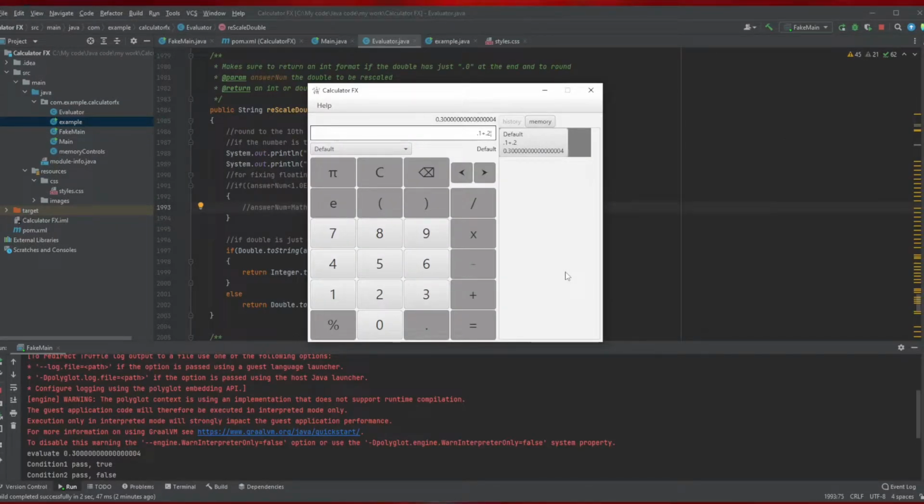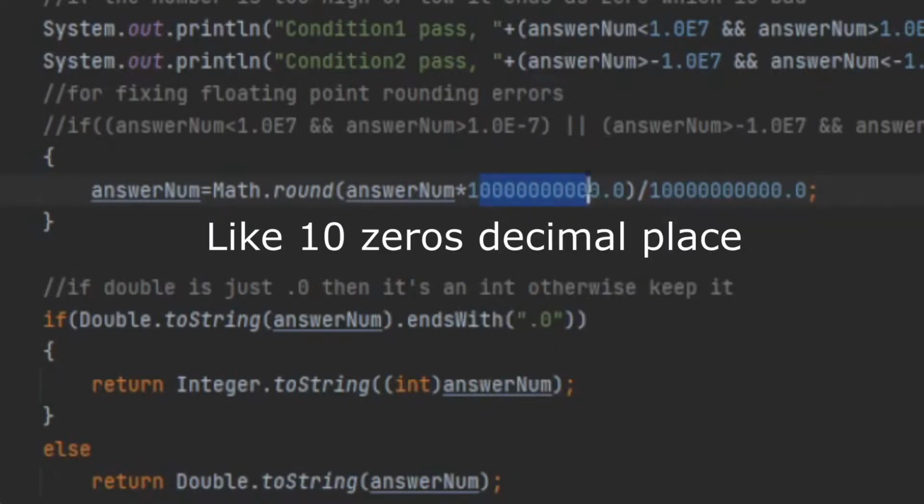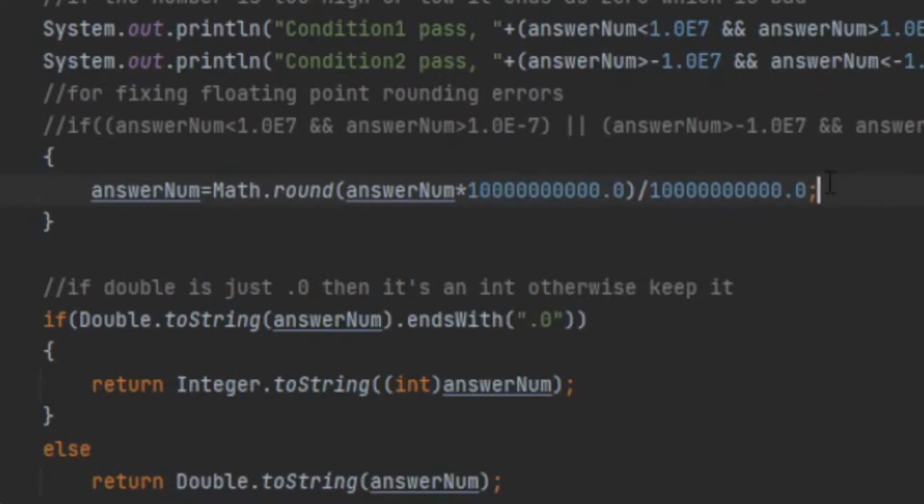So how do you get around this sort of error without losing much precision and being simple enough to not use BigDecimal? Well, a workaround is to round, and I like to round to the 10th decimal place, the actual 10th decimal place, to keep as much precision as possible.